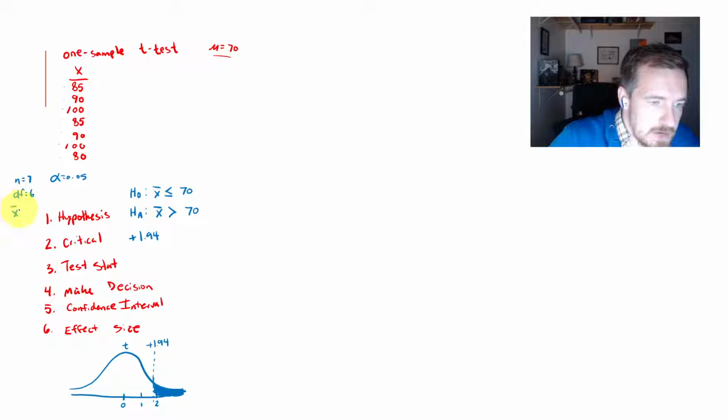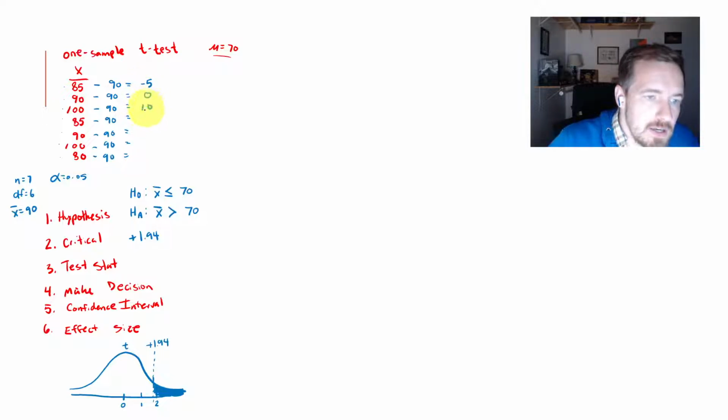So again, I'm jotting down over here that x bar is 90. So what am I going to do? I'm going to subtract 90 from each of these. You probably already did this. And that's going to give us our residuals. That's going to be equal to -5 here, 0 here, 10 here, -5 again here, 0 here, 10 here, and -10. Does that add up? Okay, so this is going to be -10, that cancels out.